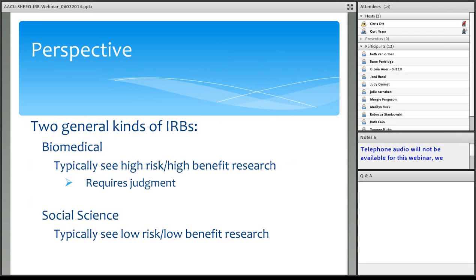And my feeling is that IRB members, if they would spend some time on biomedical IRBs, would be a lot more supportive of researchers and a lot less inclined to impose requirements on researchers that really aren't necessary in the social science domain. So given that perspective, I want to talk now about benefit and risk. I would be remiss to not bring this up.